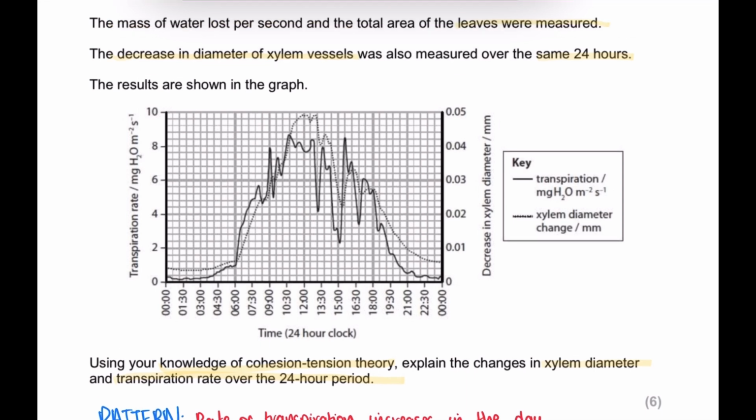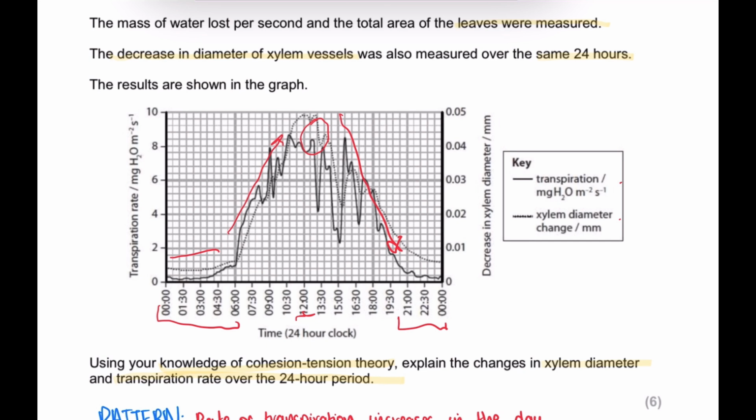If we just look at the graph, we'll see whatever trends we can see. In the beginning, during the night, which is in these times over here, we can see that the xylem diameter and the transpiration are both really low. They do not change. However, during the day it increases to a peak between 12 and 1 o'clock, and then it decreases once again when it turns to night. That is the first pattern we see.